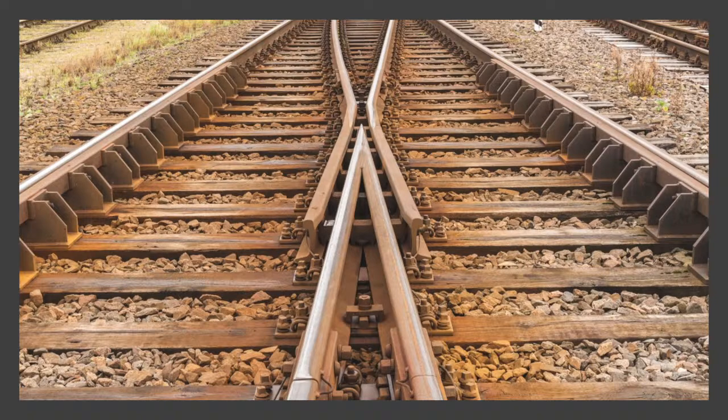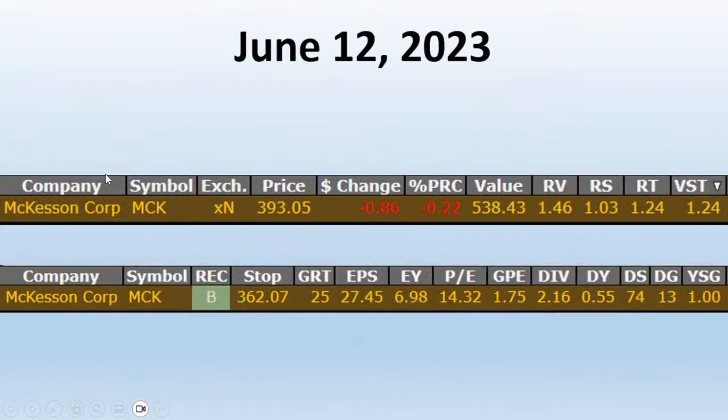Now, that might seem obvious, but it's not a novel approach. It's not very widely applied, but we're trying to make sure our subscribers understand how to do it. So let's take a look at an example here. June 12th, just a couple of days ago, 2023, McKesson Corp. This is our analysis as of June 12th. Price was roughly $393. We think the company's worth $538.43. That's our value.